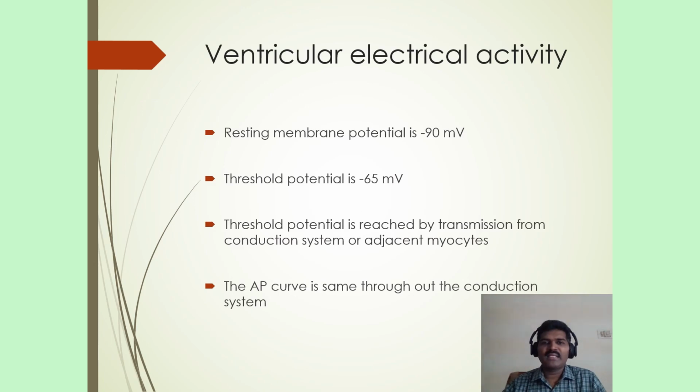Ventricular electrical activity, resting membrane potential is minus 90 millivolts. See the difference between the resting membrane potential of the SA node, which is less, than the resting potential of the ventricles. Threshold potential is also less for ventricles. Threshold potential is minus 65 millivolts. Threshold potential is reached by transmission from conduction system or the adjacent myocytes. The AP curve is same throughout the conduction system.